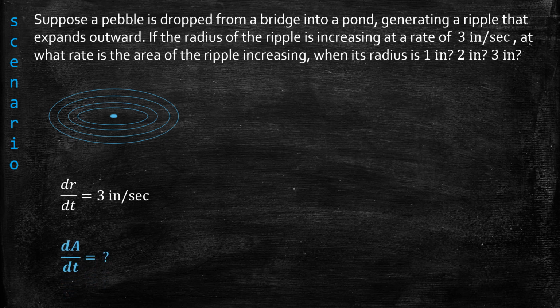So what do we do next? We find an equation relating A and r: the area of the circle with the radius, and we know that is A equals pi r squared.